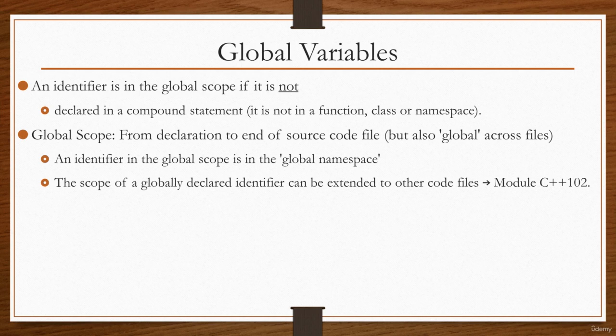And of course if you think about what that means for a second, let's have a variable x in one source file and another variable x in another source file, then you have an identifier conflict. We will learn more about this in the module C++ 102 and how to avoid those conflicts. You can think of the global scope as a global namespace. So when an identifier is in the global scope, then it is basically in a global namespace.